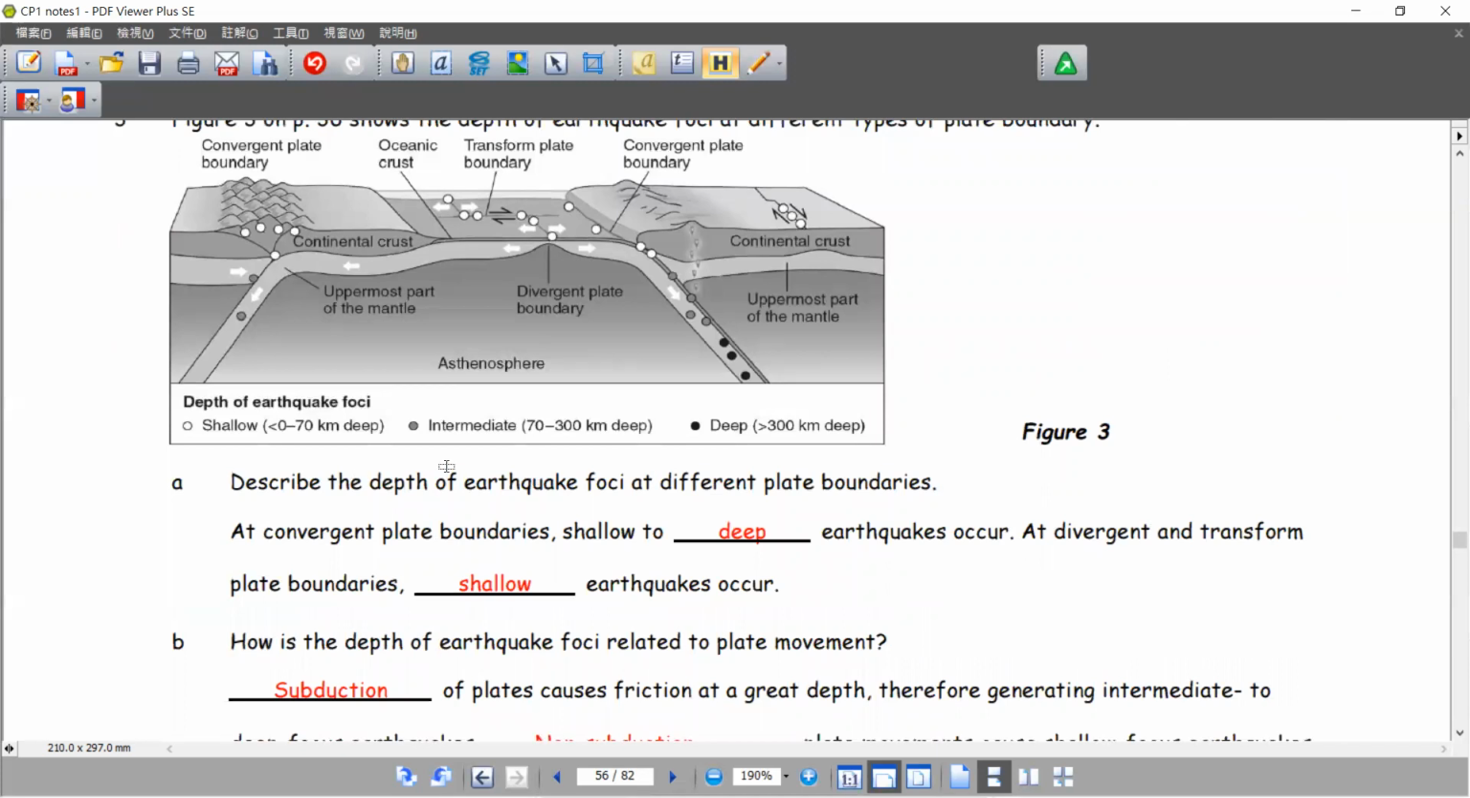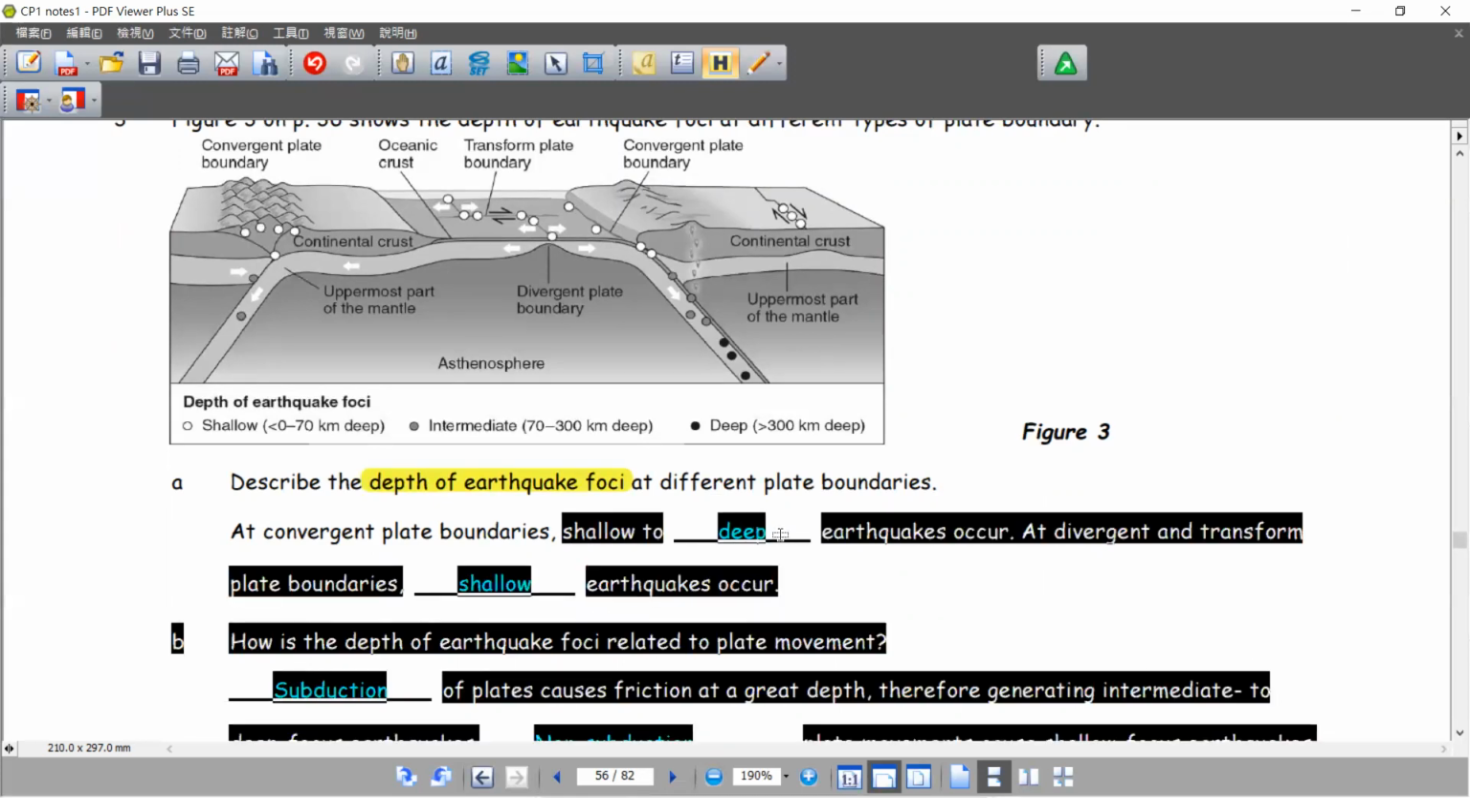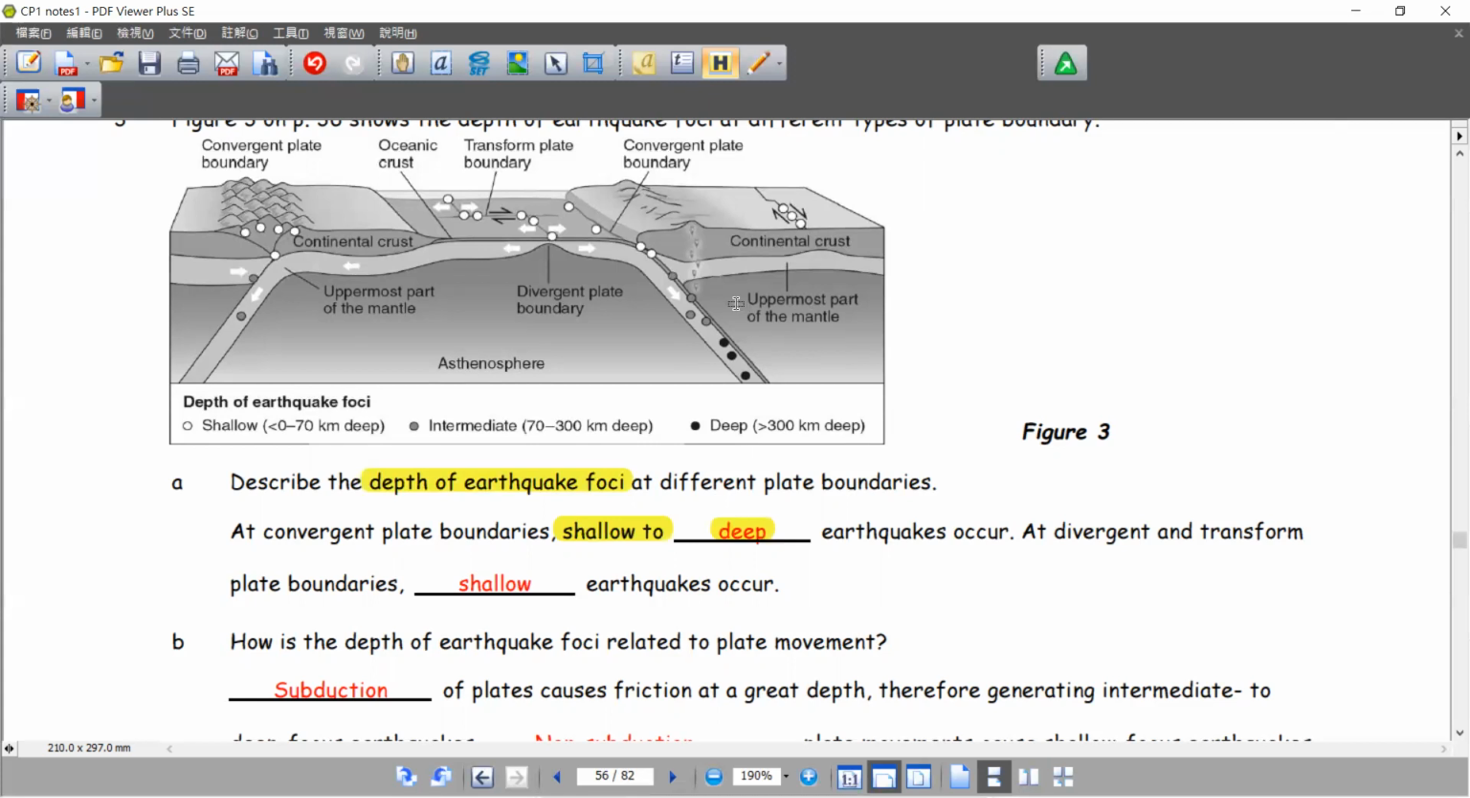Next, depth of focus. What is the relationship between the depth of focus and the earthquake? First of all, for the convergent plate boundary, because there is subduction, there may be earthquakes deep underground. So both shallow and deep earthquakes will take place, because right here there is also some pressure, and once the plate is going down into the mantle, the pressure will also build up in the area next to the plate boundary.